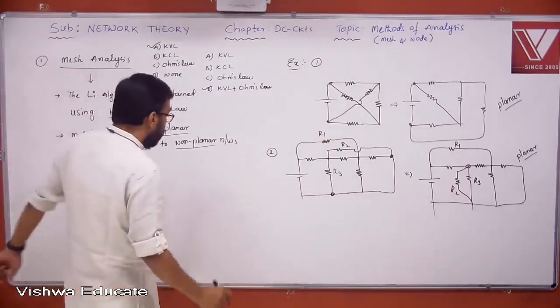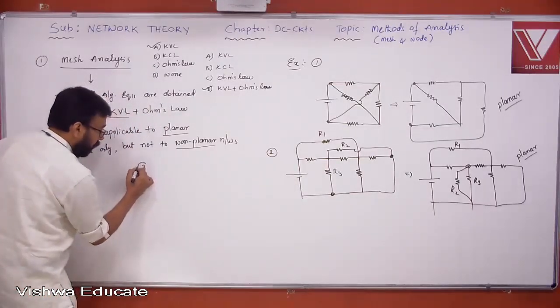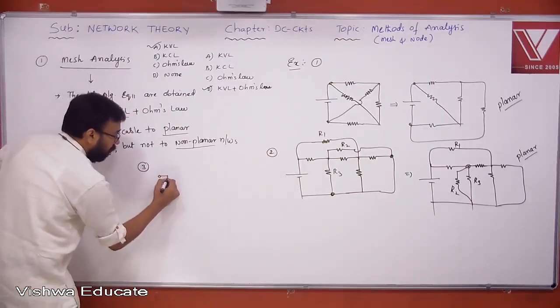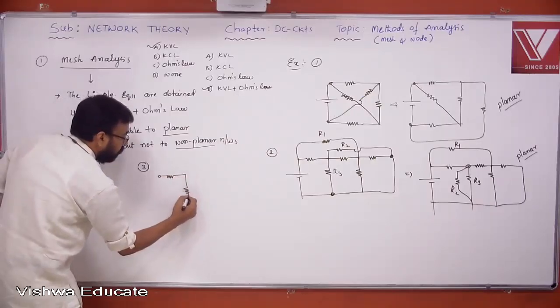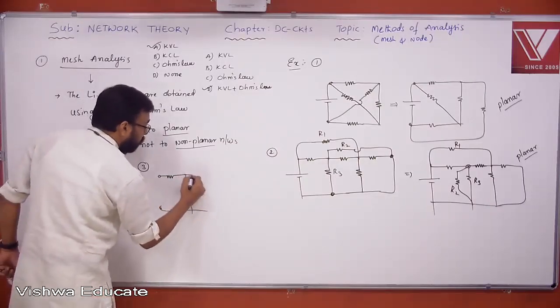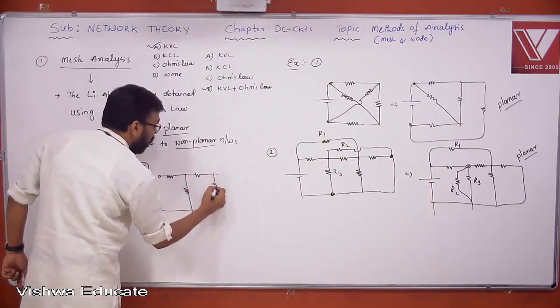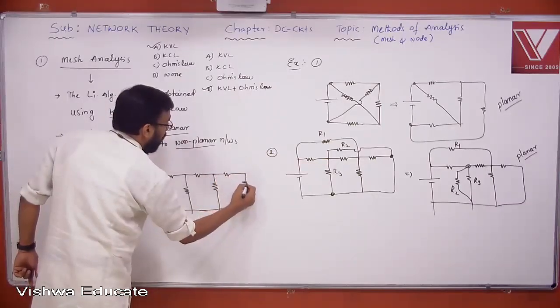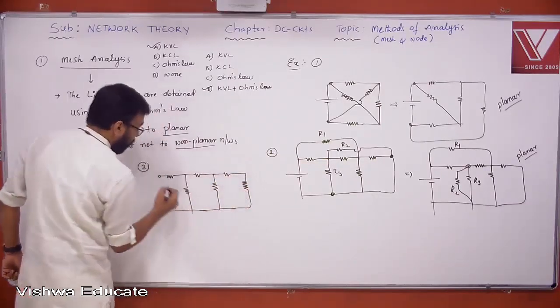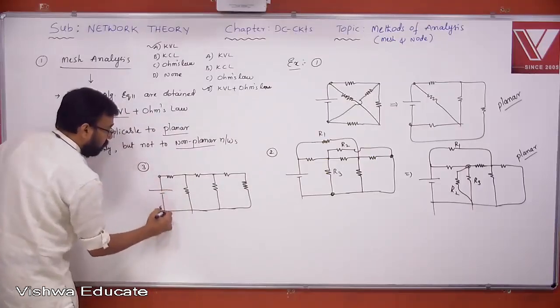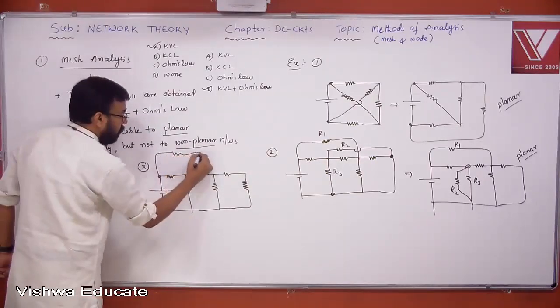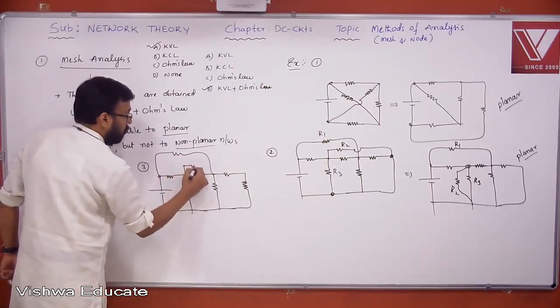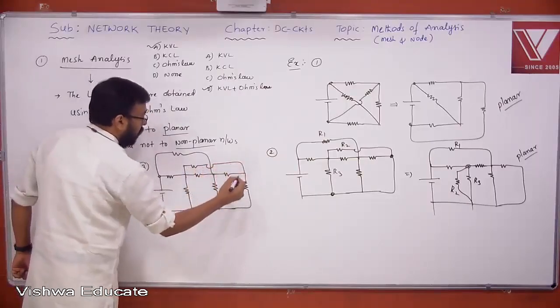Now suppose I construct like this. Third example. Look at this, all of you. I give you time to note down. Don't write. The first instance itself, you can identify whether it is a planar or non-planar. Now I am inserting a resistor here. Now look at this.